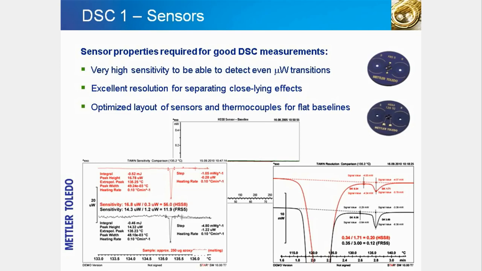Another important performance property in a DSC experiment is the baseline. The baseline should be free of artifacts or drift because effects like these could overlay or hide true sample effects. The diagram in the middle of the slide shows the very good baseline performance for both the DSC1 sensors. This confirms that the measurements display real sample effects and not artifacts.